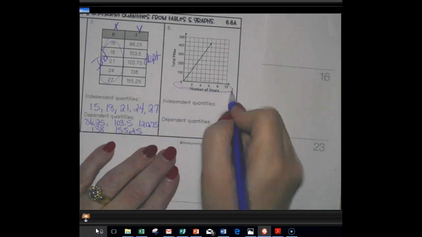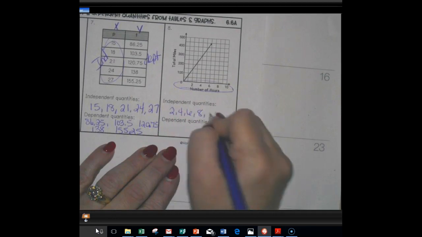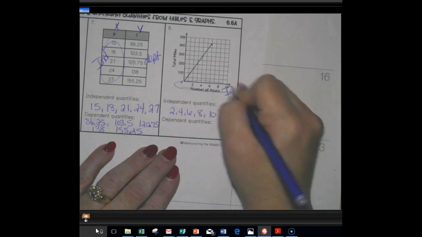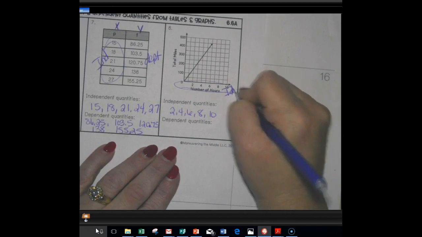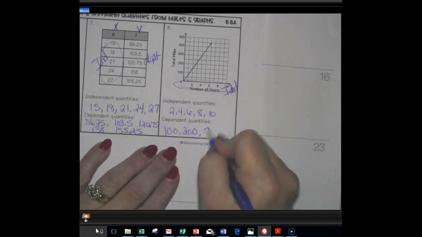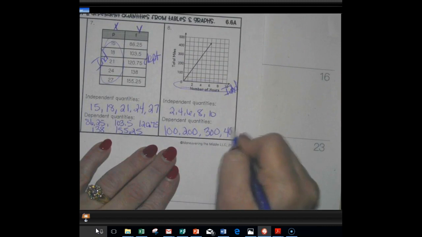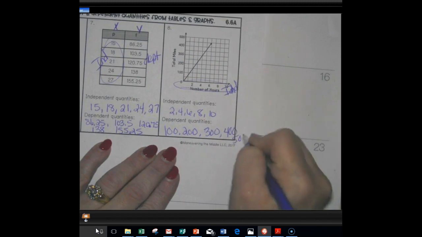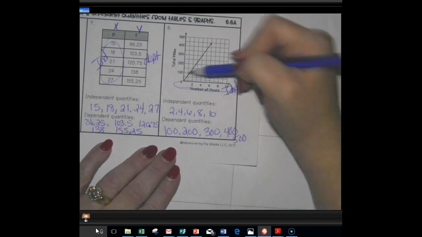Here, again, your x is your independent. So 2, 4, 6, 8, 10. $100, $200, $300, $400, $500. This is my dependent.